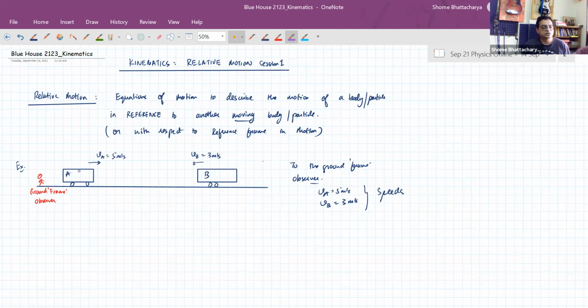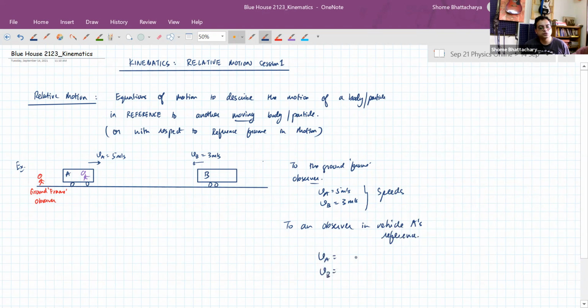But now consider a person standing inside the car or the vehicle B. So to an observer in vehicle A's reference frame, what does the speed of A appear to be? And what does the speed of B appear to be? Can anyone tell me?